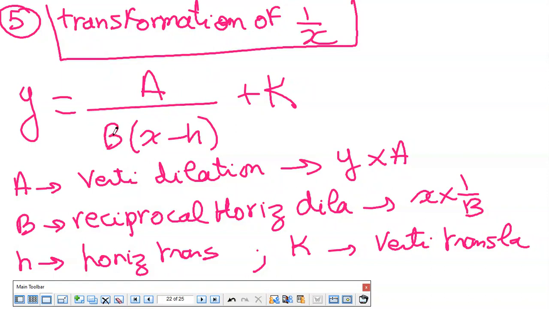We multiply x by 1 over b. H is left or right. If it's h here, h units to the right, sorry. If it's plus h, it means minus h, so to the left. And then plus k is up and down. So this is the vertical, this is the horizontal. H units to the right, and if it was plus, we say h units to the left.